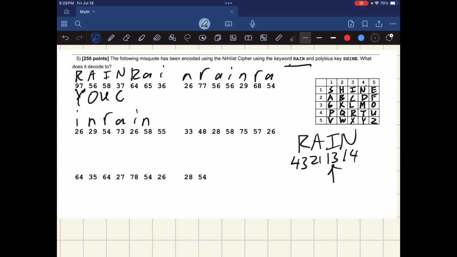All right, now we just keep on doing this over and over again. This is all the cipher is. So the next letter is R, which is 64. And R is 43, and we subtract that from 64. So we do 64 minus 43. That gives us 21, which is A.